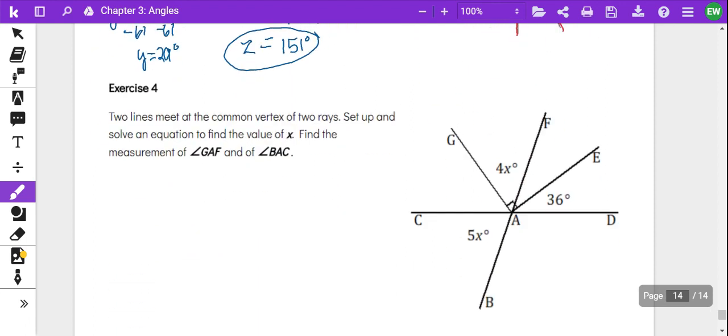Exercise 4. We'll think about this one. Okay, I thought about it. The video is already 20 minutes long, so I am going to challenge you to do this and bring it to me, and I'll tell you whether you're right or not, okay?